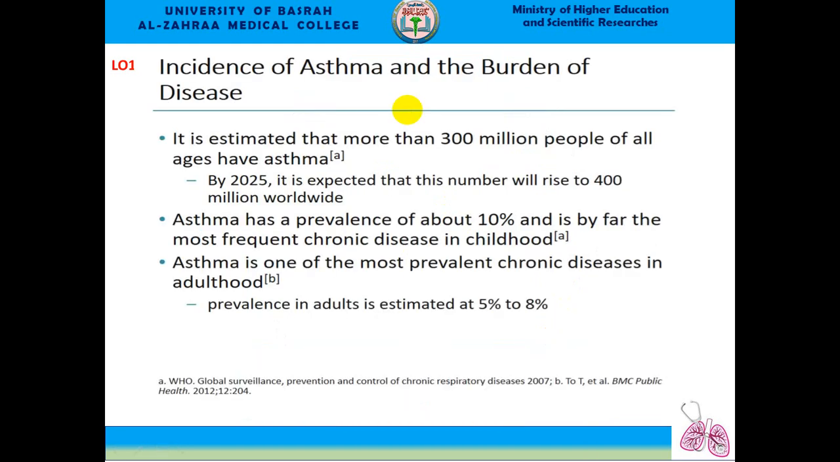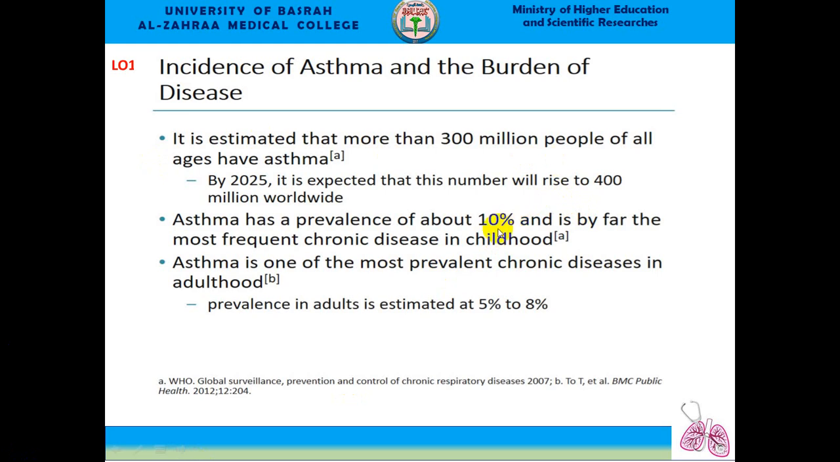Let's talk shortly about the burden of asthma. It is estimated that in the year 2012, the number of people with bronchial asthma was 300 million people worldwide. And by the year 2025, this number is expected to increase to 400 million people. It's a very common disease.